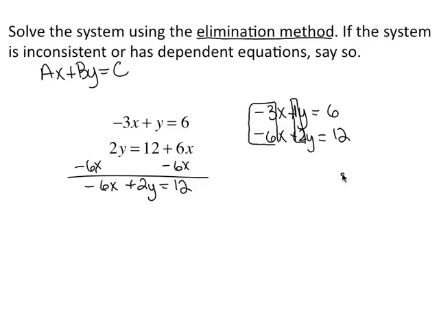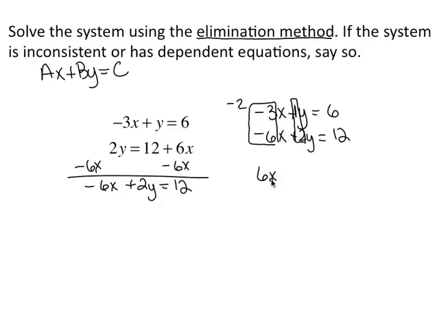So I'm going to choose to multiply the top equation by a negative 2. Because when I multiply negative 2 times a negative 3, that's going to give me a positive 6. And 6 minus 6 is going to give me that 6x. So I'm going to multiply the top equation by negative 2.